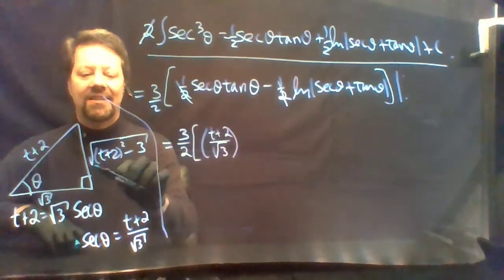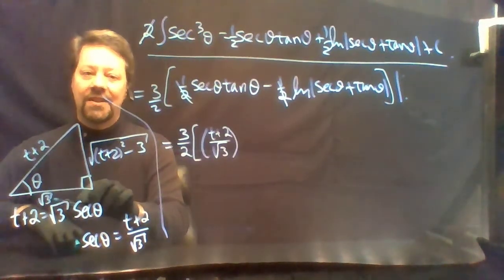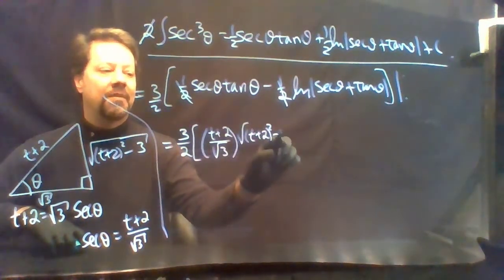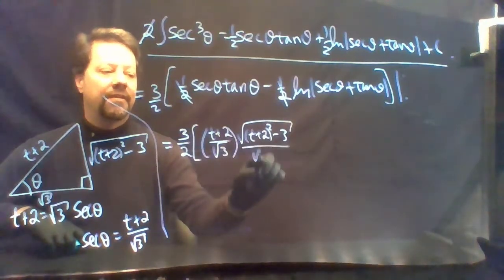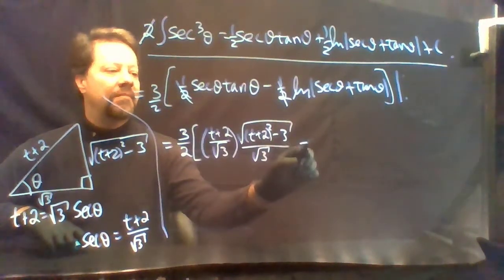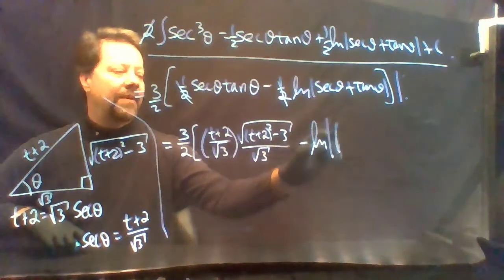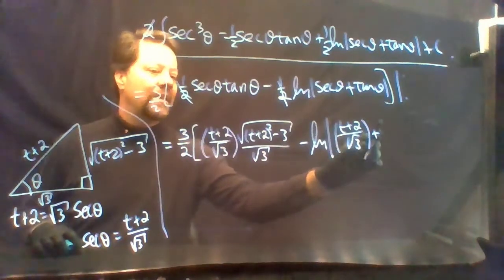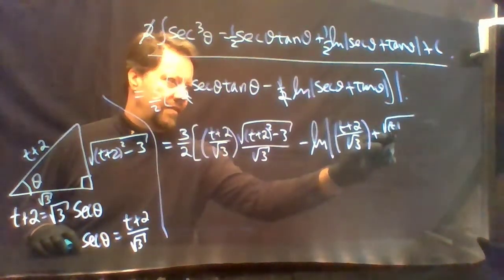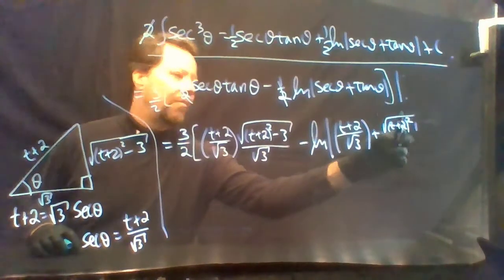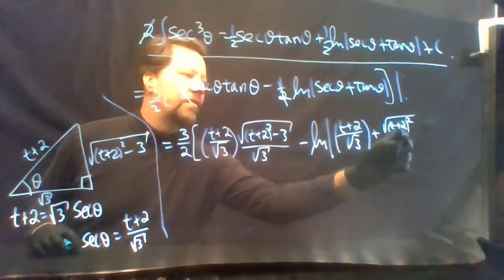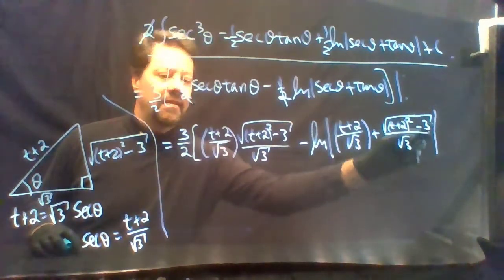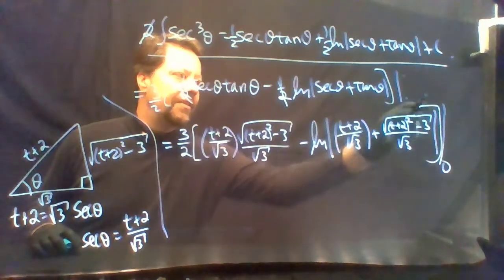Tangent theta is opposite over adjacent. That's the square root of (t plus 2) squared minus 3, all over root 3, minus log absolute value of (t plus 2) over root 3 plus the square root of (t plus 2) quantity squared minus 3 over root 3, evaluated from 0 to 2.